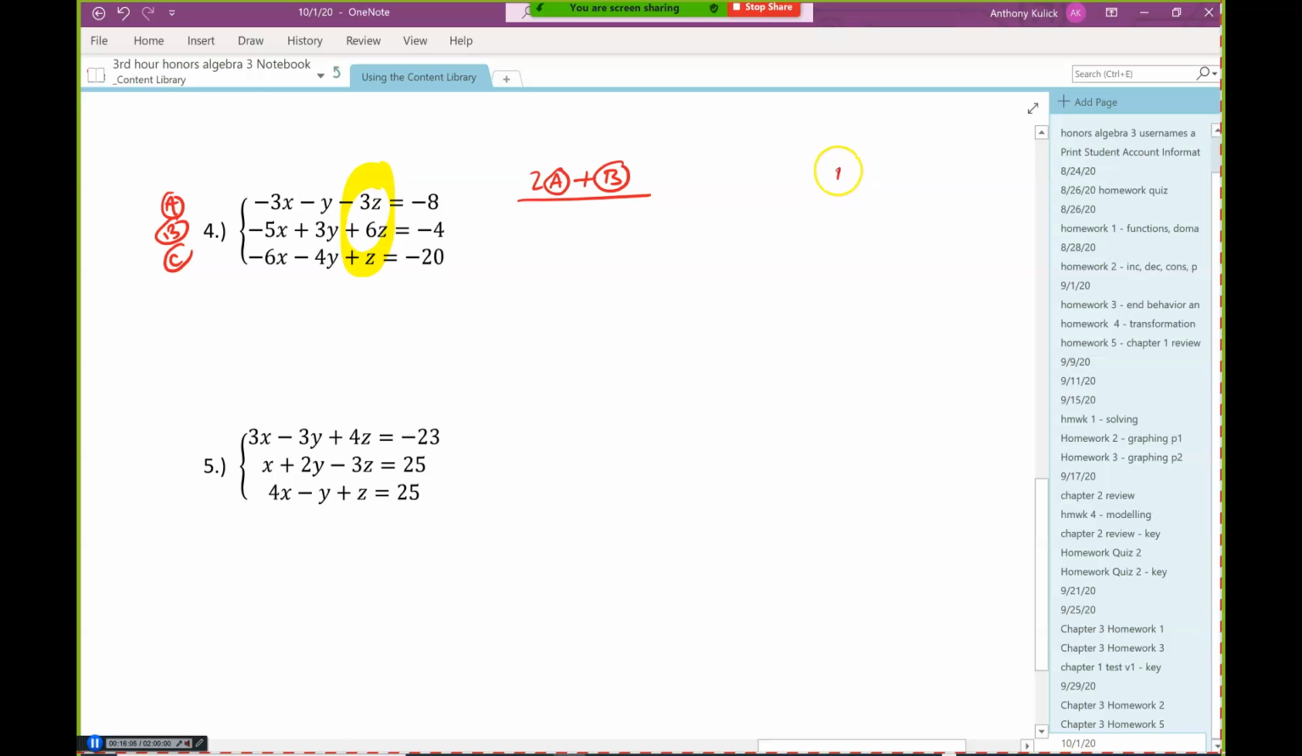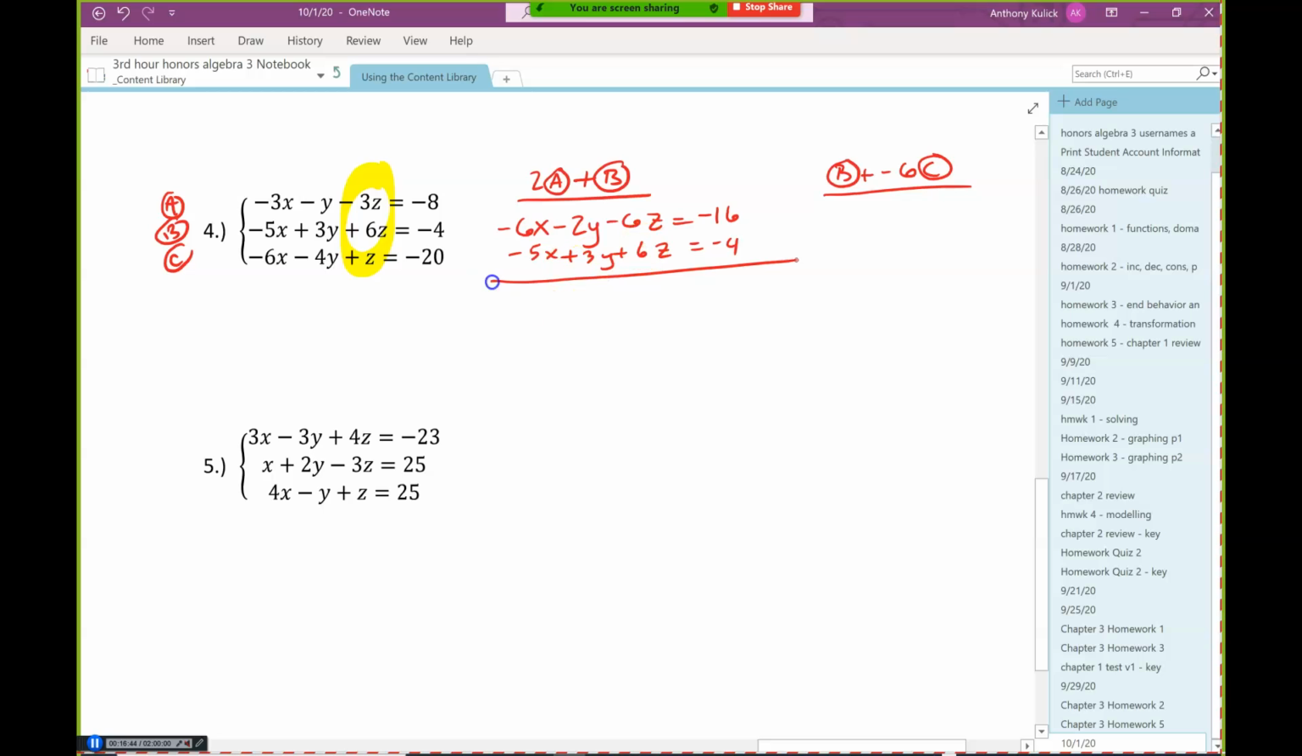B and C, okay. So what do we have to do to that one? Close. -6, right? Because they have to be opposite signs. So far, so good? Okay. So let's multiply A by 2. So 2 times -3 is -6. 2 times -1 is -2. 2 times -3 is -6. And 2 times -8 is -16. And then B will just copy right underneath.